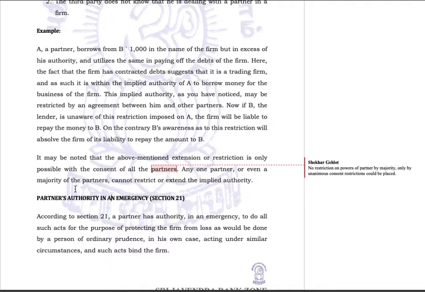Partner's authority in an emergency, Section 21. According to Section 21, a partner has authority in an emergency to do all such acts for the purpose of protecting the firm from loss, as would be done by a person of ordinary prudence in his own case, acting under similar circumstances, and such an act binds the firm. Whatever be his authority, in the case of an emergency, if he is doing what a normal man would do in his place, then this act would bind the firm.